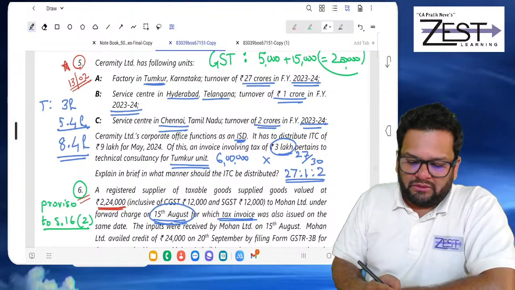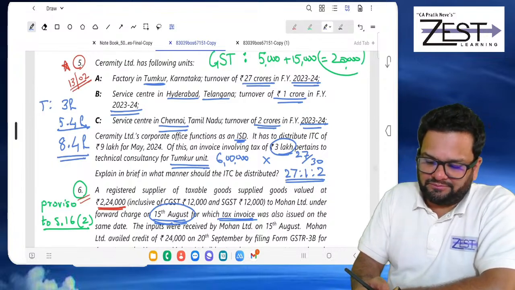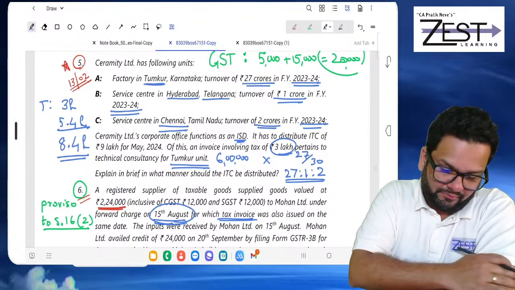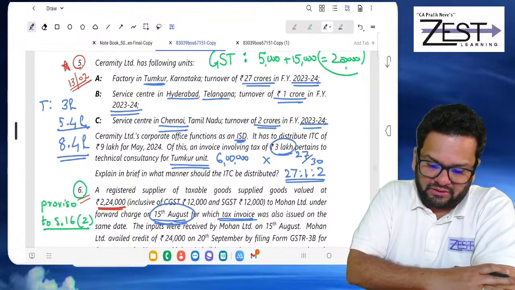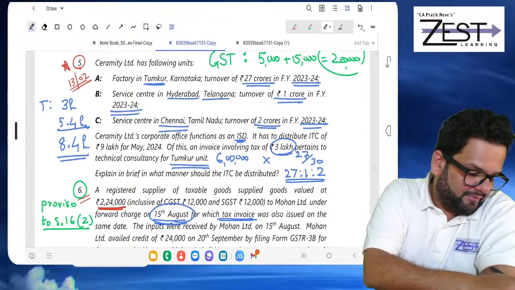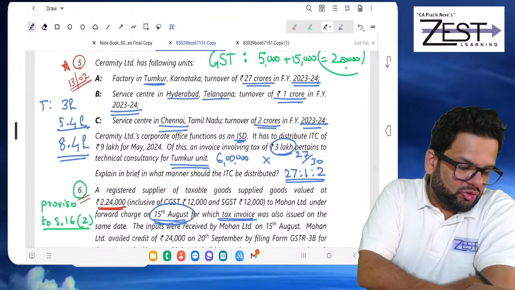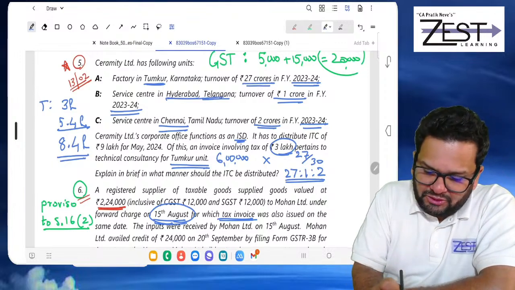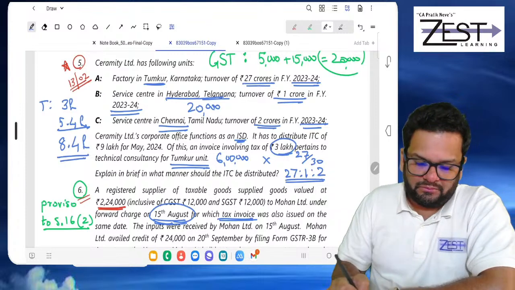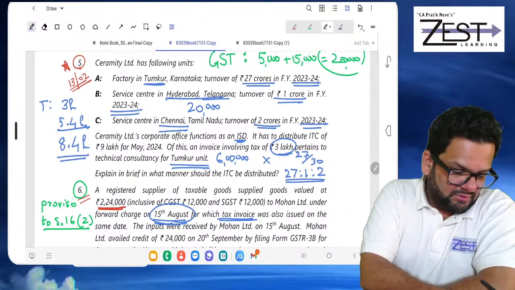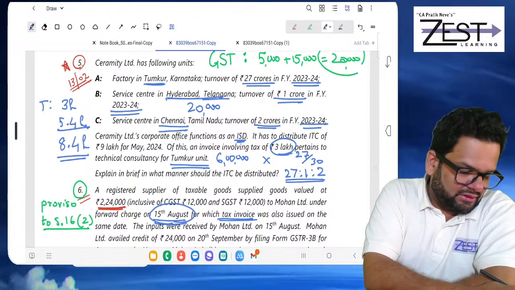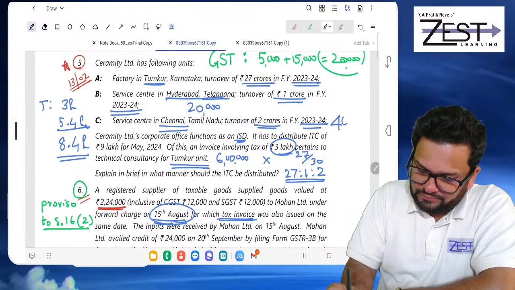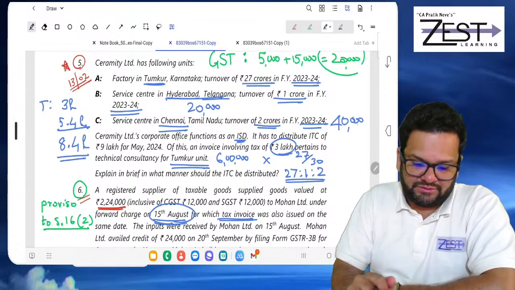Yes. How much will go to Hyderabad? 1 by 30. Can you do 1 by 30 of that 6 lakh? Do 6 lakh divided by 30. The Hyderabad unit will get 20,000 and the Chennai unit will get 6 lakh divided by 30 into 2, 40,000. Are you all getting these figures?